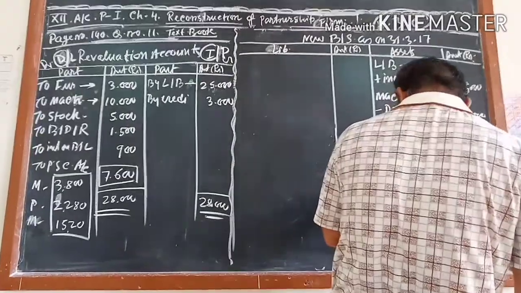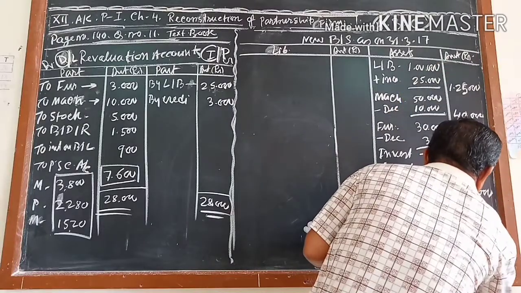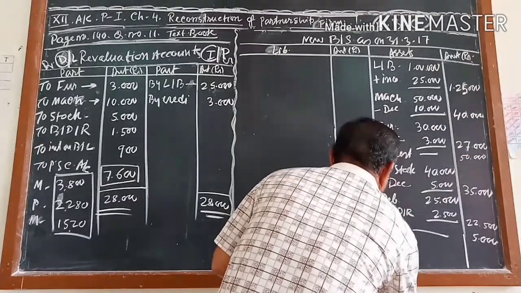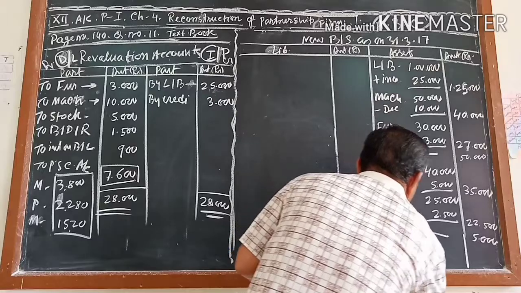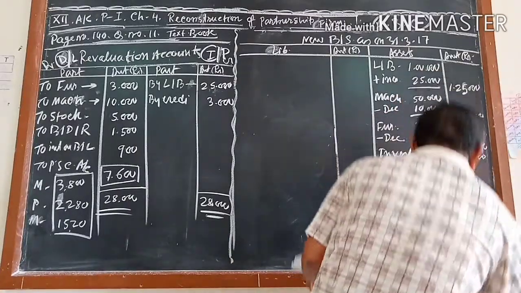Next is coming BR, meaning bills receivable. There is no change, 5,000. And next is coming cash balance. Also no change. Cash balance is 40,000.